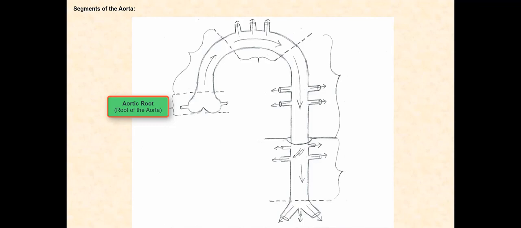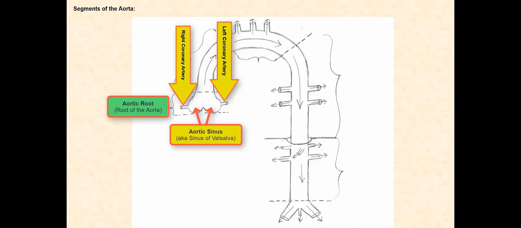It is at the aortic root where we find an enlarged area called the aortic sinus, also called the sinus of Valsalva. The importance of the aortic sinus will be discussed in the physiology of the heart. Furthermore, the left and right coronary arteries branch off the aorta at the aortic root, specifically at the aortic sinus. These coronary arteries will supply oxygenated blood to the wall of the heart, the epicardium and the myocardium.